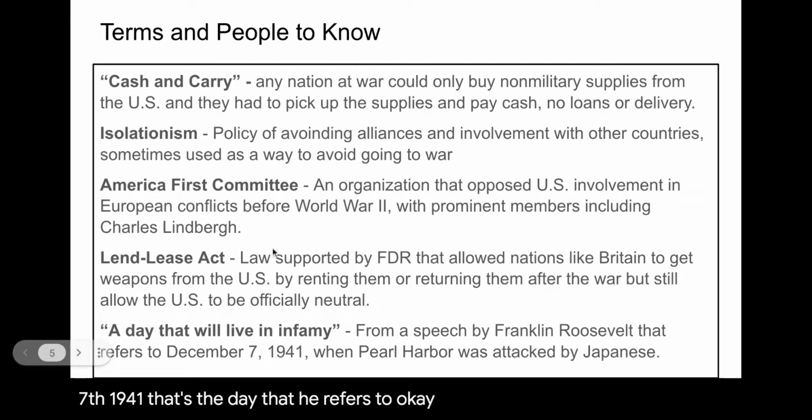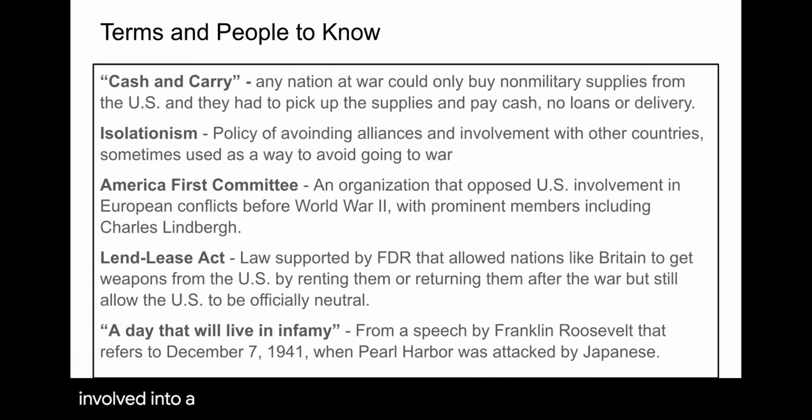Okay, so that's how the United States gets involved in World War II, and we have this tension between Congress with its neutrality and FDR wanting to get involved.